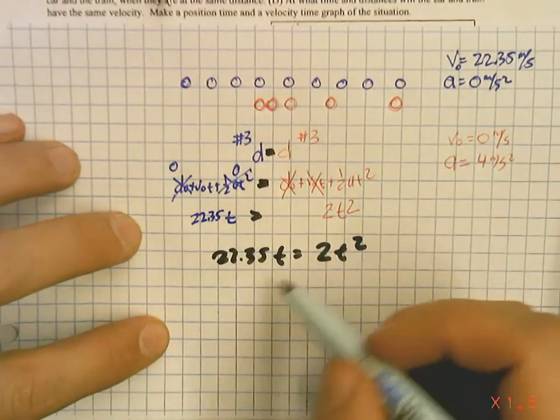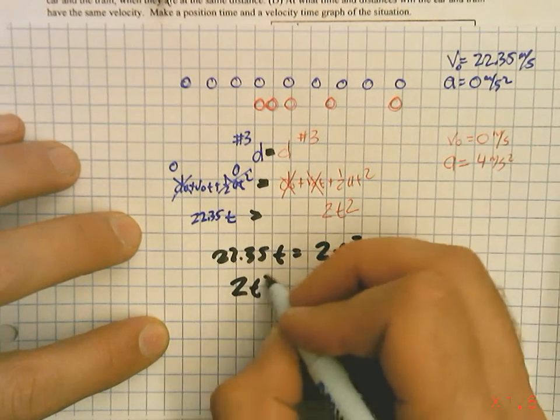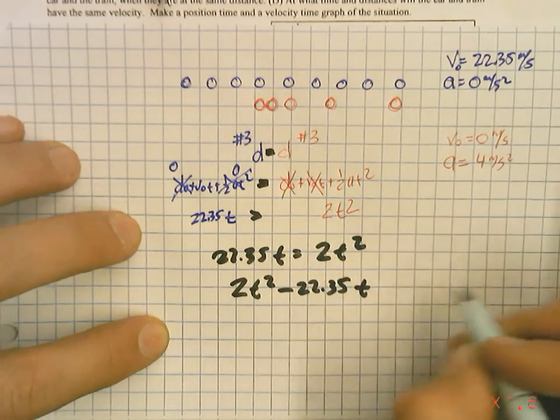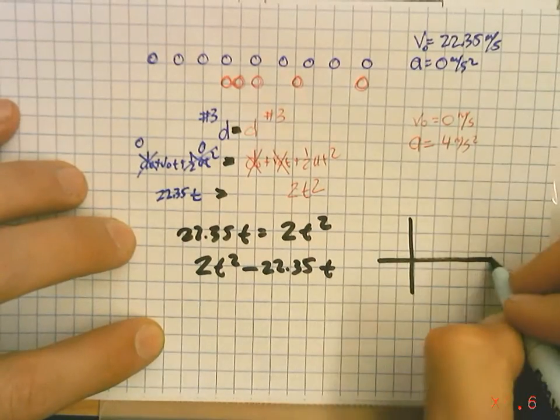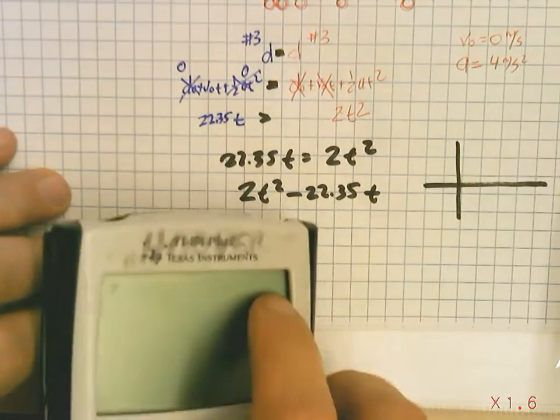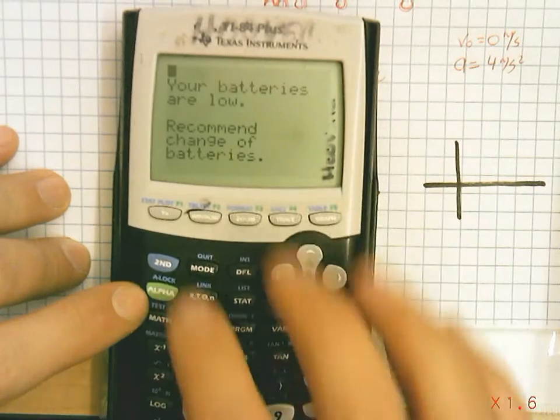So at this point you can manipulate this to make it a little bit easier to work with, and you can either factor out a t. Of course, I always like just to graph this. And so that's what I'm going to do. We're going to get a smiley face parabola.